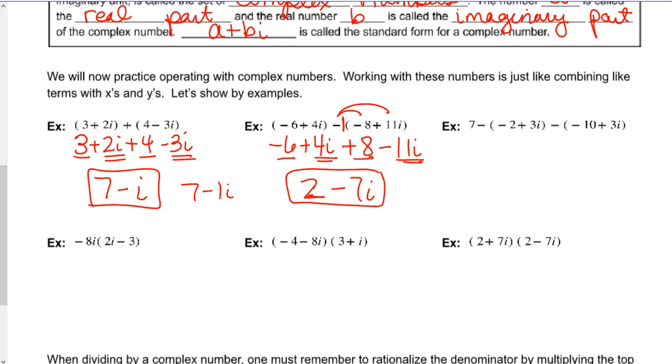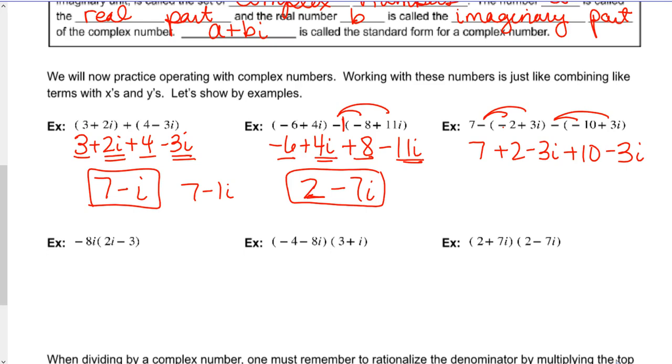Let's do one more before we start multiplying. Here I have a 7, two negatives in front of parentheses that are going to make a difference. I need to distribute that negative through. So let's go 7. Negative times a negative is a positive 2. Negative times a positive is a negative 3i. Negative and a negative is a positive 10. And we get a negative 3i again.